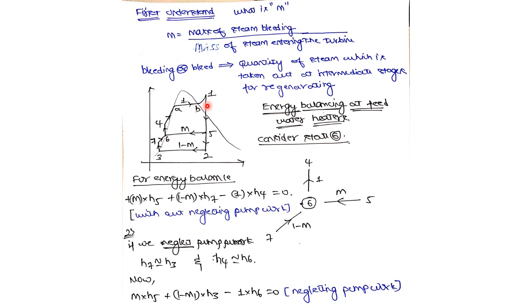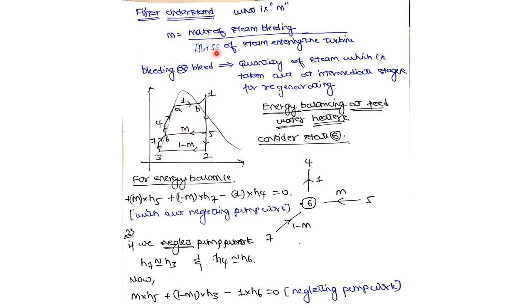That means initially the steam was expanding from state 1 to state 2 directly, correct? So in between, what are you doing? At state 5, we are taking out some quantity of steam. So that quantity of steam is this particular thing. How much you are taking out per kg, that is known as mass of steam bleeding.